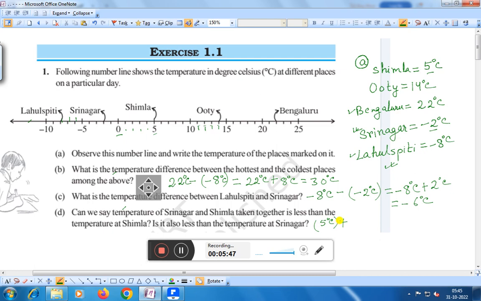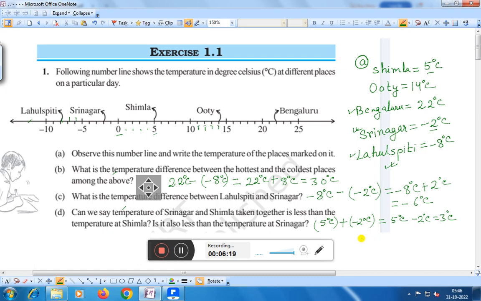Plus the temperature of Srinagar, which is minus 2 degrees centigrade, right? Now what you are getting, you see, that is 5 degrees centigrade, plus into minus is minus 2 degrees centigrade, that is 3 degrees centigrade, right?